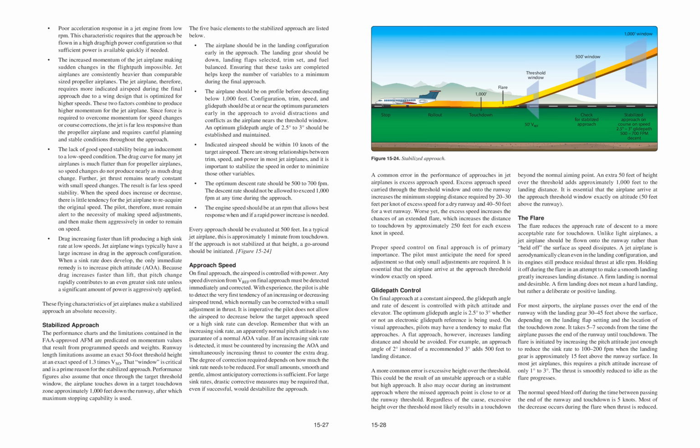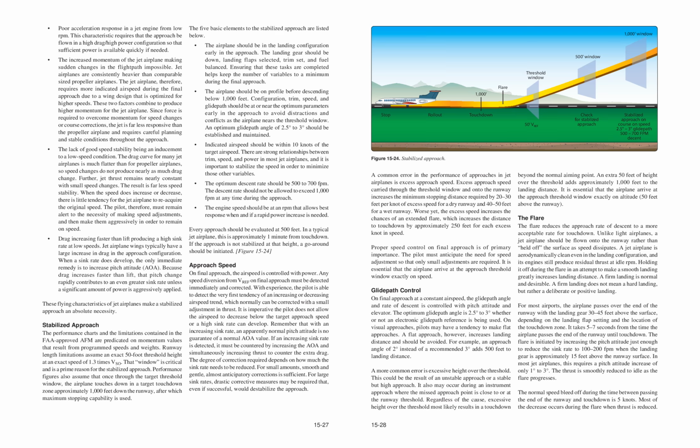The engine speed should be at an RPM that allows best response when and if a rapid power increase is needed. Every approach should be evaluated at 500 feet. In a typical jet airplane, this is approximately 1 minute from touchdown. If the approach is not stabilized at that height, a go-round should be initiated.